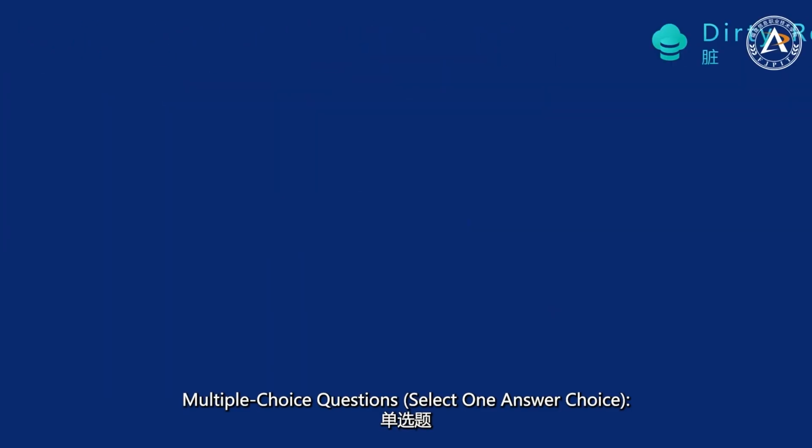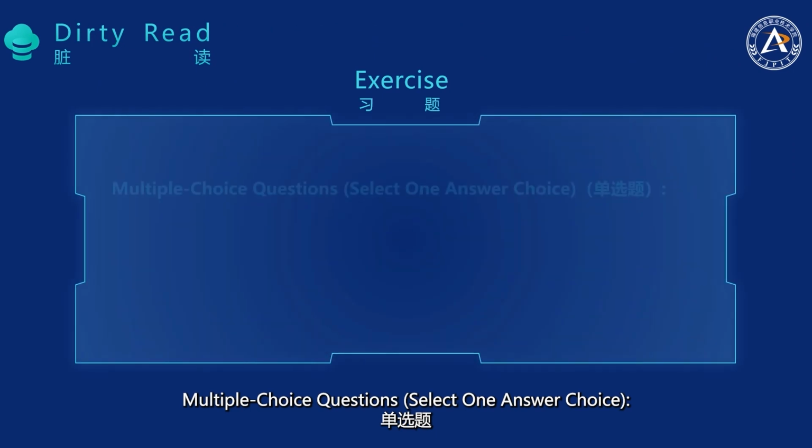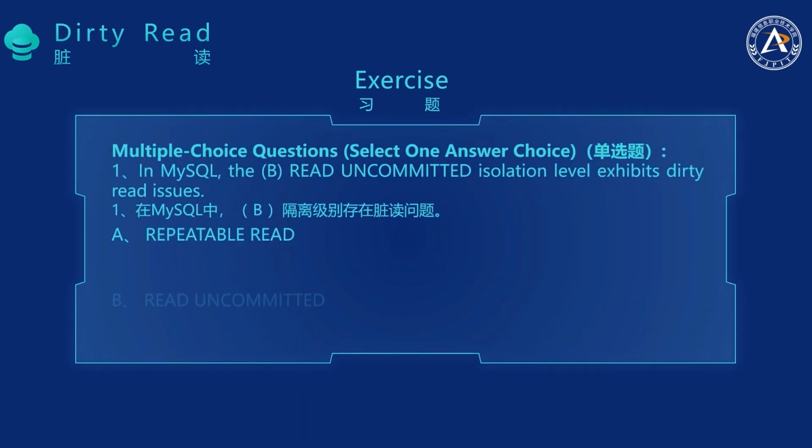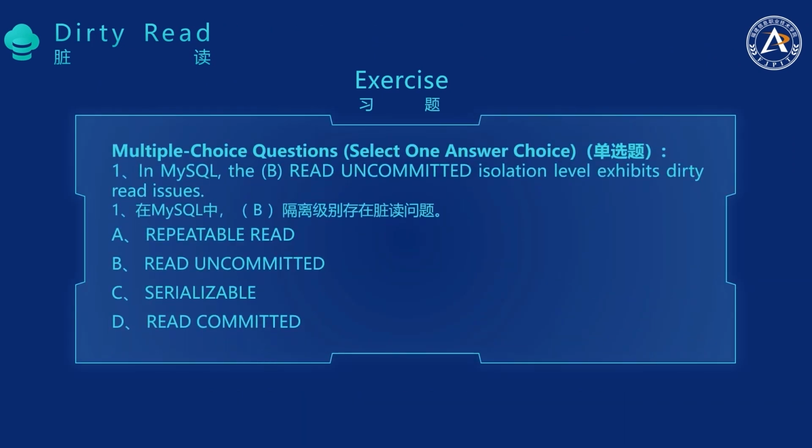Multiple choice questions, select one answer choice. In MySQL, which isolation level exhibits dirty read issues? A. Repeatable read. B. Read uncommitted. C. Serializable. D. Read committed.